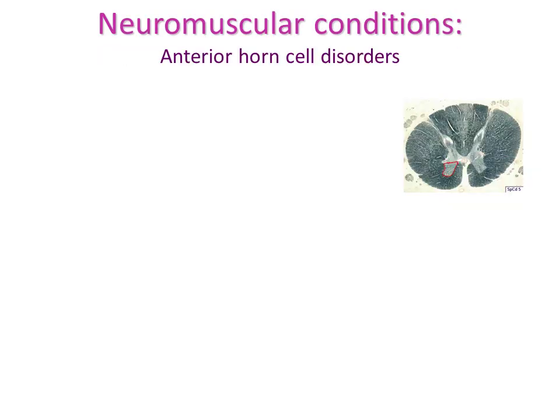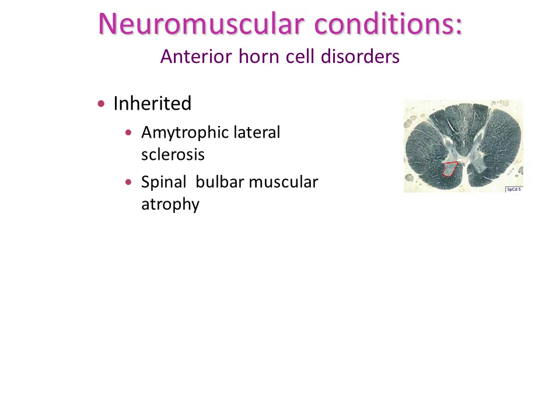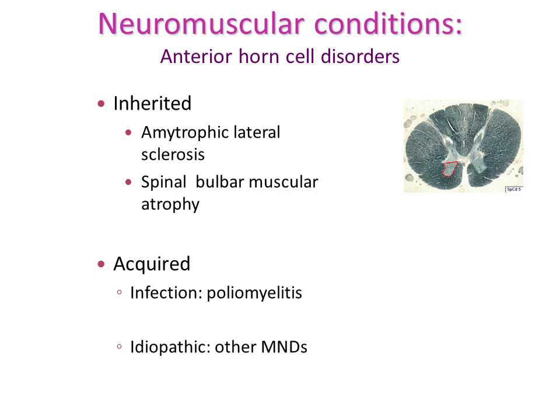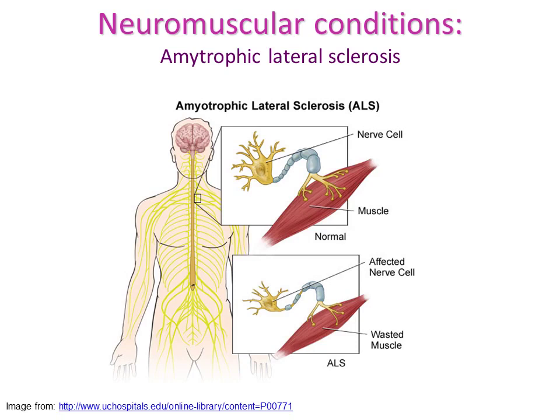So in terms of different types, there can be inherited types of anterior horn cell disease, such as some types of ALS. There's also spinal and bulbar muscular atrophy, and SMA types 1 and 2, and there are acquired types as well, for example by infection with poliomyelitis, but there are also idiopathic types of some of the other motor neuron diseases. So if we look first of all at ALS, this diagram shows the site of the problem.